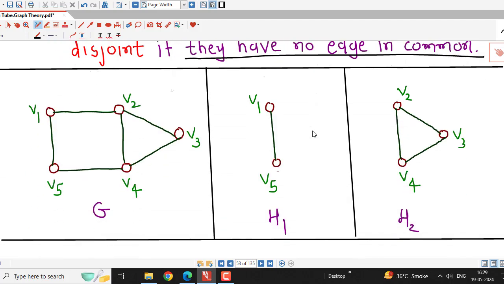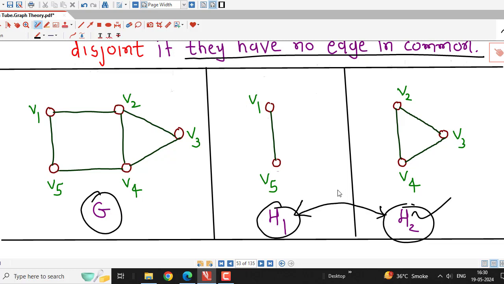So here I have taken another example. This is graph G having 5 vertices, and you can see I have taken two subgraphs H1 and H2 of this graph G. I have taken V1 and V5 vertices and edge connecting them as H1, and here in H2 I have taken this portion V2, V3 and V4, and we can observe that here vertex set is having two vertices V1 and V5, and here we have three vertices V2, V3 and V4. So these two subgraphs have no vertex common, therefore these two are vertex disjoint subgraphs of this graph G.